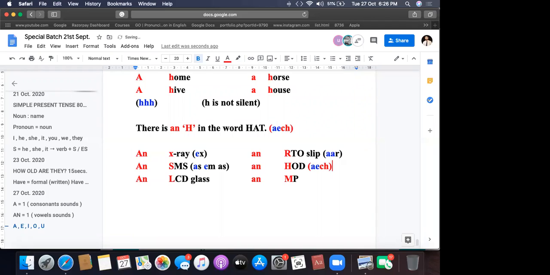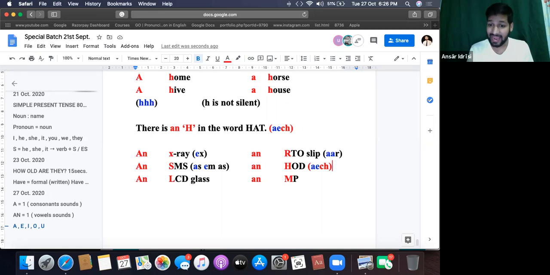So H, do we say "od"? No, HOD. So the sound coming is "aitch", starting with a vowel sound. For a vowel sound, we're going to use "an". See, this is what I'm going to tell you.